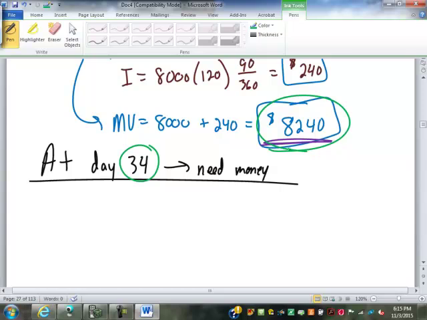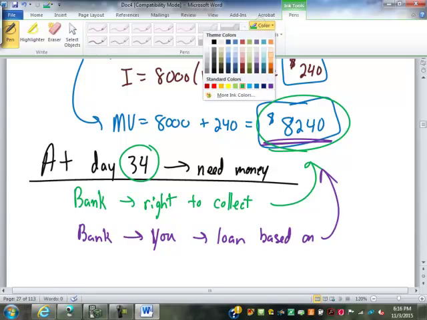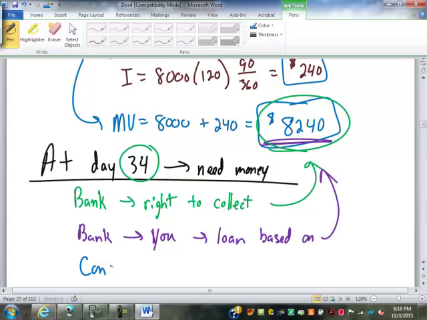So what you're doing is you're giving the bank the right to collect that amount, the $8,240. The bank is going to give you a loan based on that. And it's going to create something called a contingent liability.